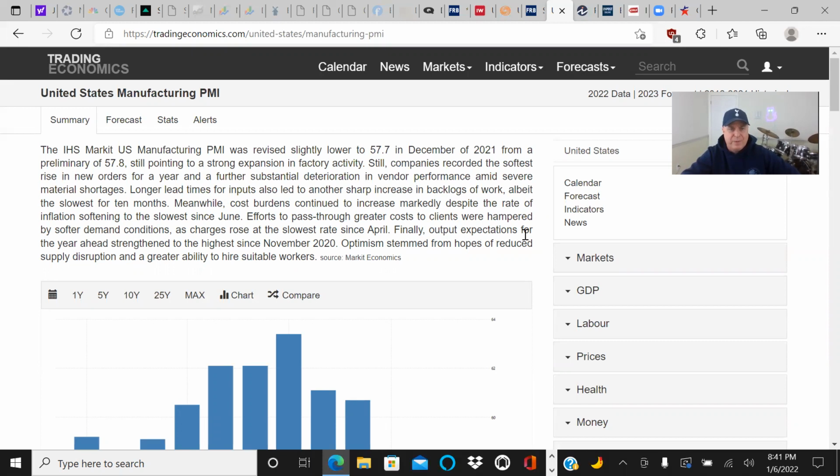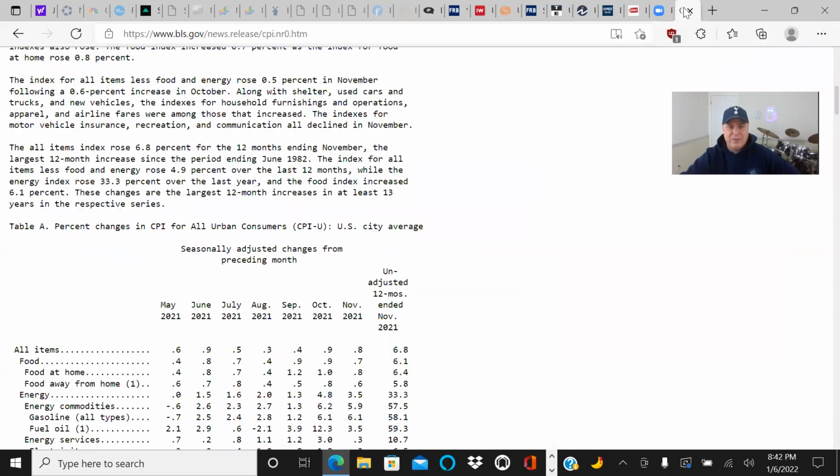Finally, output expectations for the year ahead strengthened to the highest since November 2020. Optimism stemmed from hopes of reduced supply disruption and a greater ability to hire suitable workers. So right here, the PMI data is saying that the bottleneck is easing, that the price that they can pass on to the consumer is also easing. So inflation is easing, and so is the supply chain.